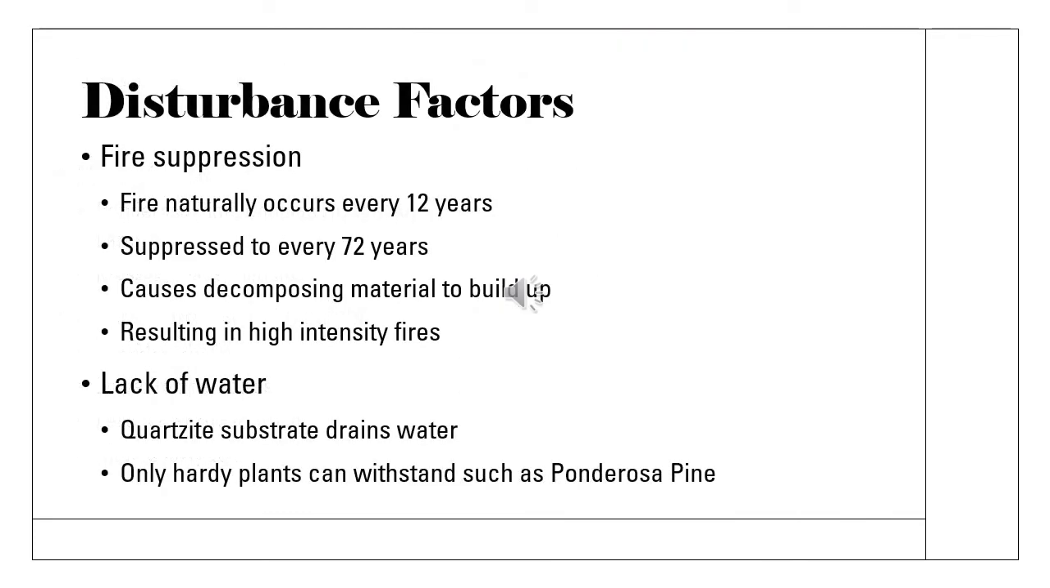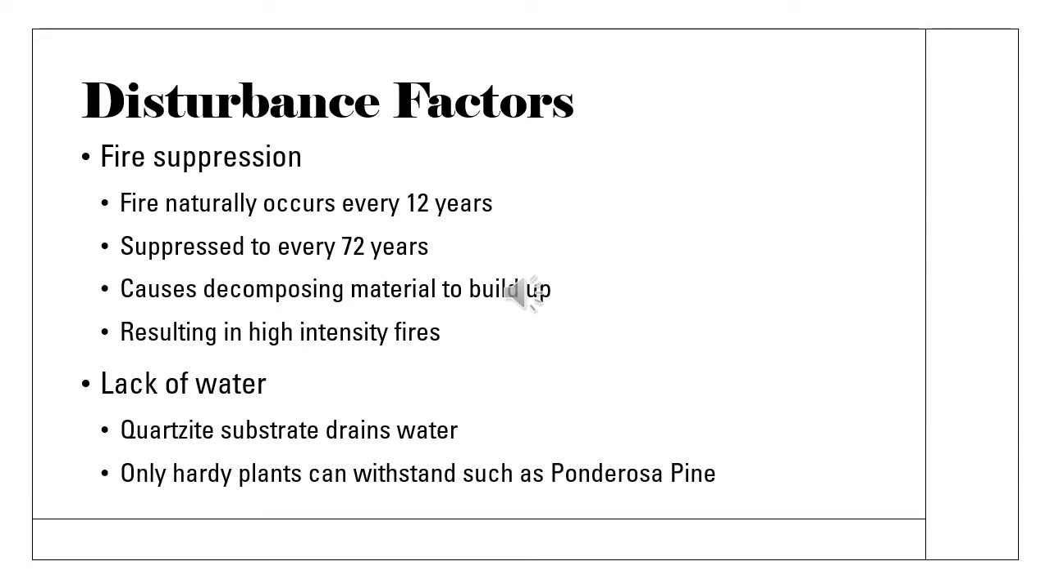Disturbance factors on Kamiak Butte have already been briefly talked about: fire suppression and lack of water. On the Palouse, fires naturally occur every 12 years. The frequency of the fires cleared decomposing material from plants and trees. Once humans interfered, fires only occurred every 72 years on the Palouse. The buildup of fallen material causes high-intensity fires to devastate the area.